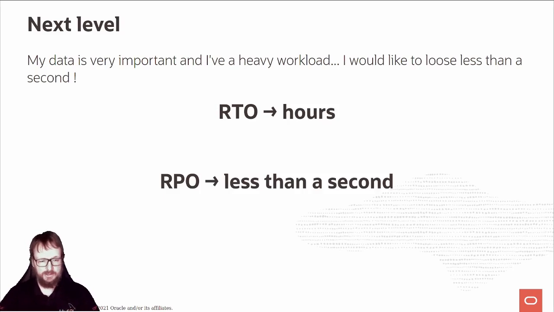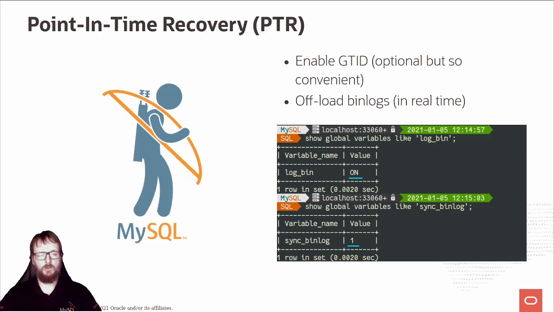How can we do that? Of course, if we want less than a second, we still need to have this durability here. It's very, very important. We can enable GTID. This is not mandatory, but it's optional, and it's much more convenient, certainly for the next steps later. And this is where it's also important to offload the binary logs in real time.